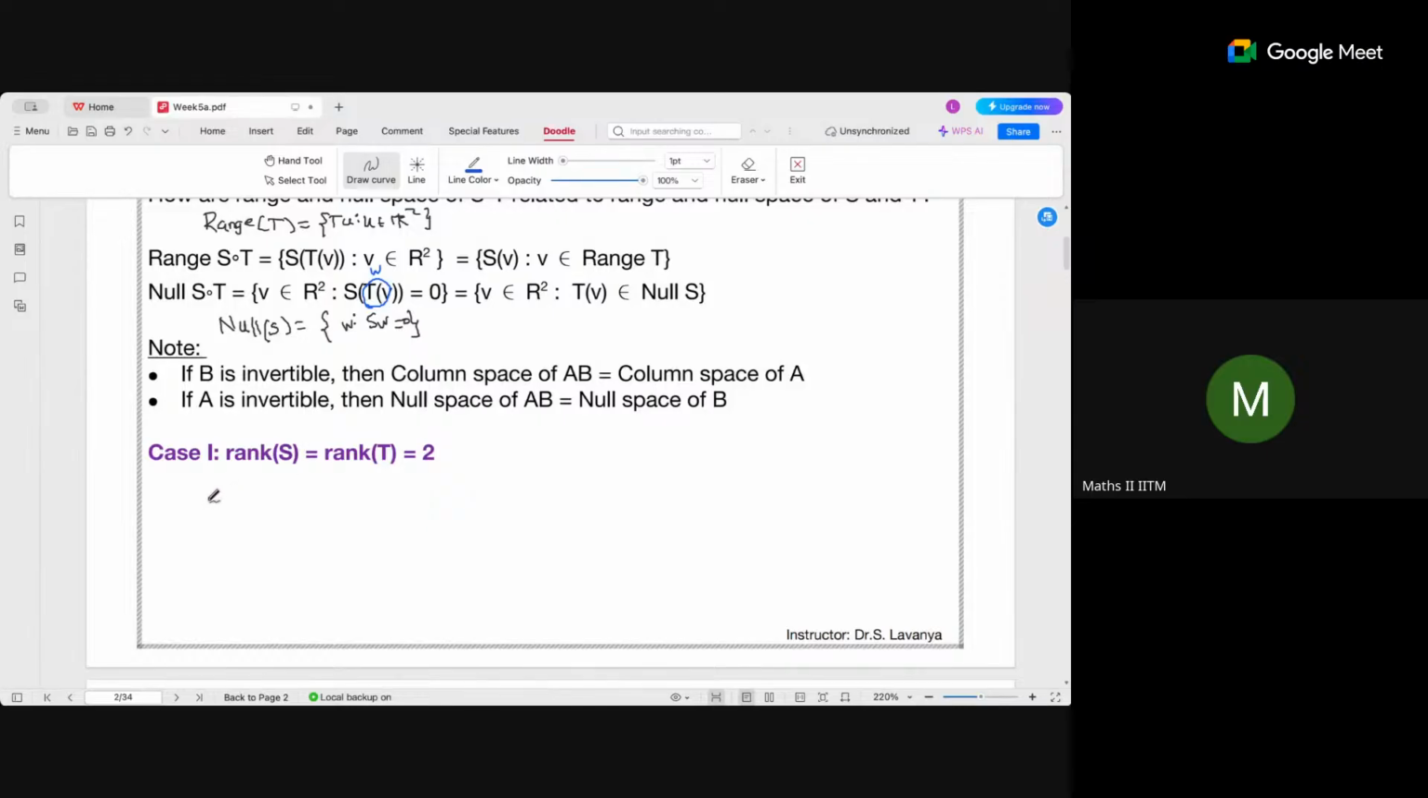Okay. So let us say A represents the matrix of S. What should be the determinant of A? Non-zero. Similarly, B represents the matrix of T, and the determinant of B should also be non-zero. Okay. Now, what is the matrix representation of S composition T?